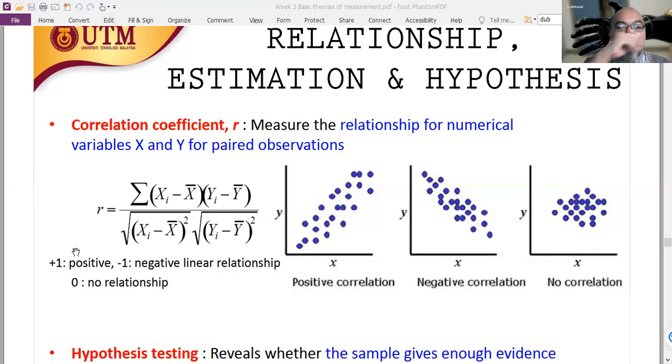So here, when the value of this R calculated from here is plus one, we know that we have a positive correlation. When the value is minus one, we have a negative linear relationship. When the value is zero, it means that either of these Xi minus X average or Yi minus Y average terms is zero, so we know we have no relationship between X and Y.